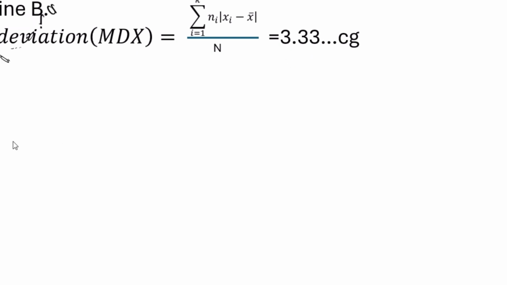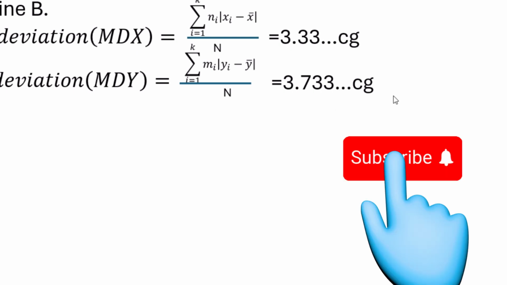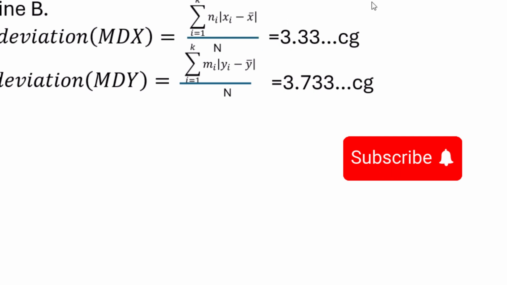Mean deviation in machine B is 3.733 centigram. Here the dispersion is more than the dispersion of the grains in machine A.